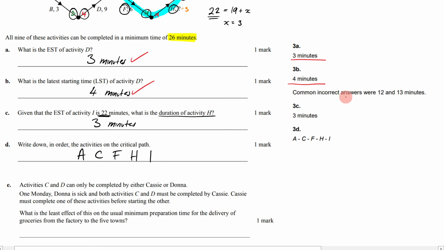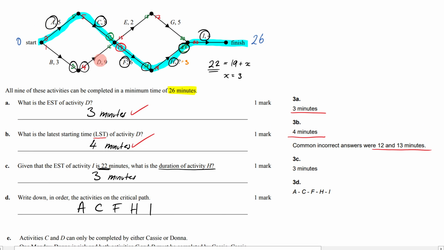It says common incorrect answers were 12 and 13 minutes. This was when it was asking us about the latest start time of activity D. Here's activity D. People must have been confused and looked at this vertex here, because here you got 12 and 13, right? So they were thinking, oh, it must be this. But remember, your earliest and latest start time for an activity is the one before it. So like 3, 4 is the one for D. So people got a little confused there.